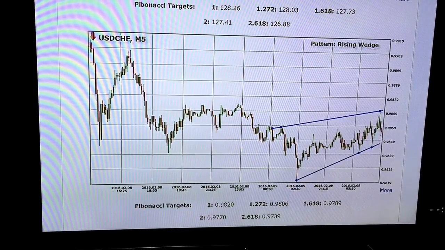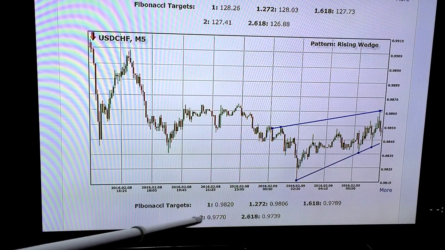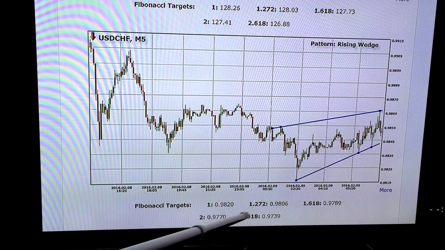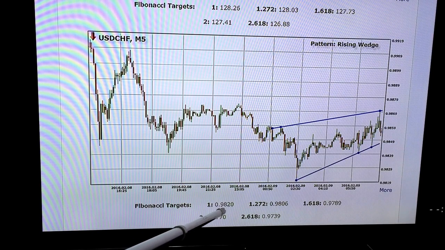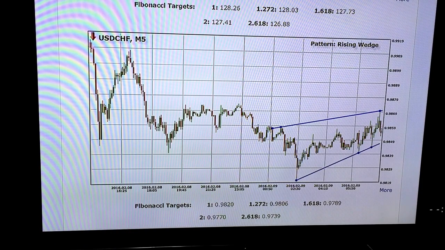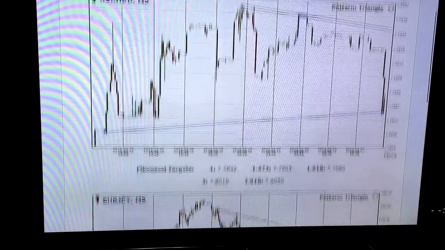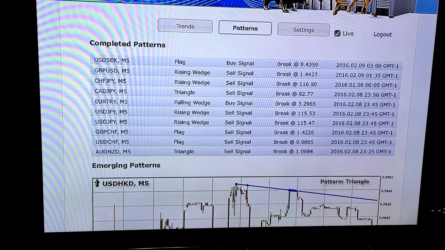So what this scanner does is more than what I'm saying here. It also shows you where to exit. Your exit point should be at any target from this place. Actually, I go for this number 1 target. If I'm going to sell, I go for this number 1 target here, at 0.9820. But based on your setting, whenever any emerging pattern is completed, this scanner will send an email to you, on your phone, on your mobile devices, or on whatever.